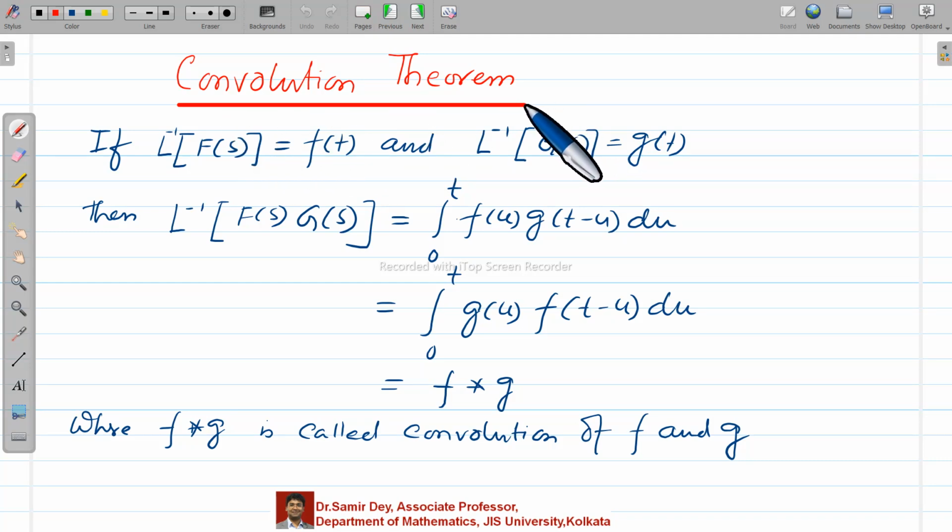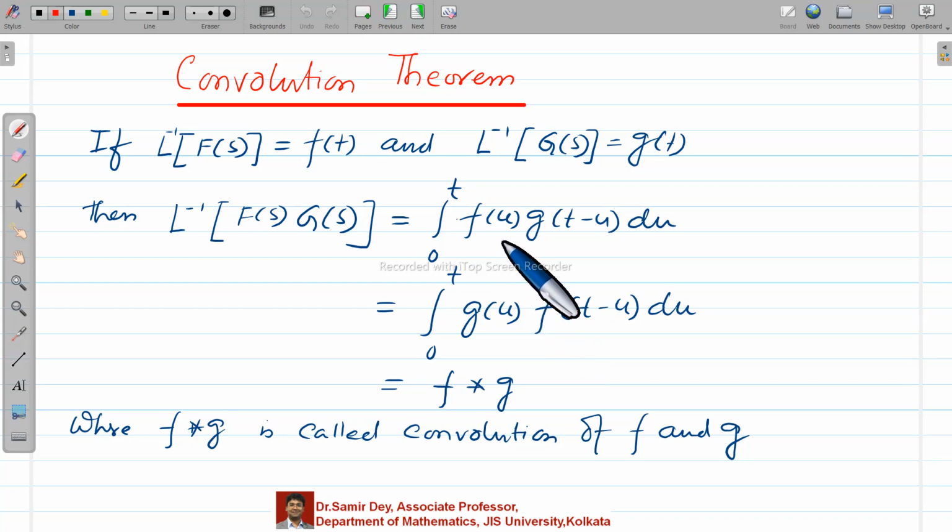The convolution theorem statement is: if L inverse of F(s) equals f(t) and L inverse of G(s) equals g(t), then L inverse of F(s)G(s) is equal to the integral from 0 to t of f(u) g(t minus u) du, or the integral from 0 to t of g(u) f(t minus u) du, that is f star g, where this f star g is called the convolution of f and g. Okay, so the most important feature is here.